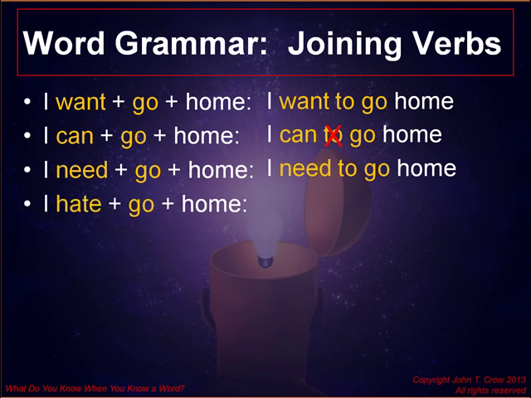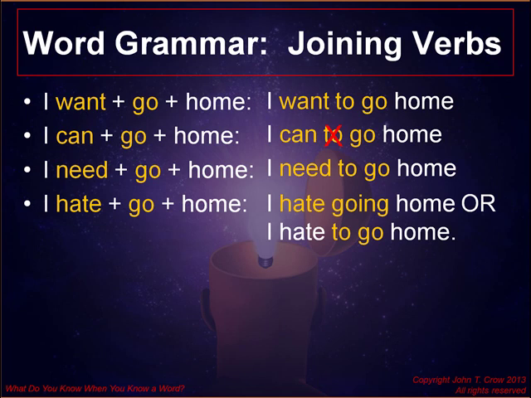What about hate? You can say 2 things. You can join these verbs in 2 manners. One is I hate going, where ing is added. The other is I hate to go. I hate going home, or I hate to go home. Does the meaning change in these 2 sentences? No. The influence, the accent does, but not the meaning.